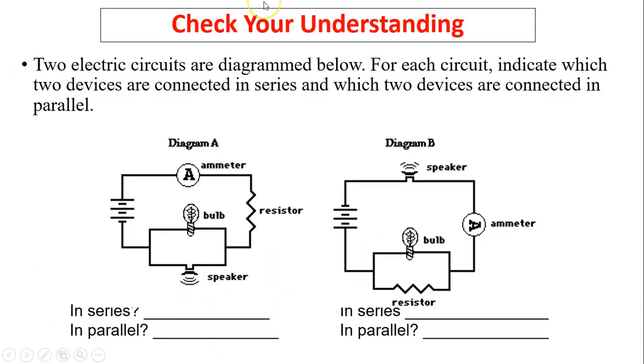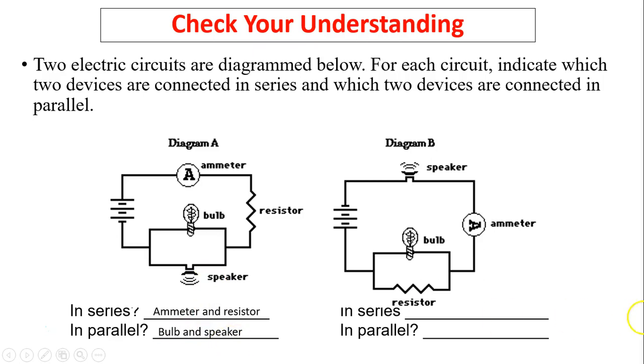Okay. Check your understanding. Two electrical circuits are diagrammed below. For each circuit, indicate which two devices are connected in series and which two are connected in parallel. In diagram A, series means the current goes the same way, right? It's the ammeter and a resistor. They are next to each other. Ammeter and a resistor. Which ones are in parallel? When the current comes over here, it branches out. One goes to the light bulb, one goes to the speaker. So bulb and speaker are connected in parallel.